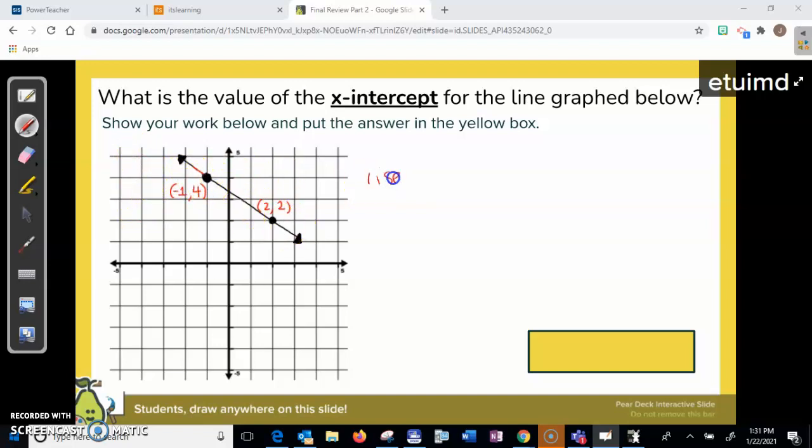So rise over run. From here, you go down 1, 2, right? So you went down 2, and then let's see how much it runs. 1, 2, 3. That's your slope, -2 over 3. So if you continue this, it goes down 1, 2. And then you run 1, 2, 3. Here is my x-intercept. My x-intercept is (5, 0). How would you write your answer? Just 5.